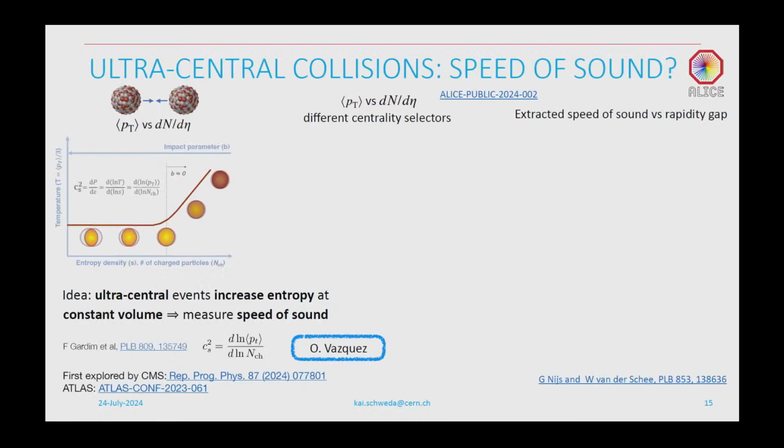To address the speed of sound, the ultra-central collisions were used, so you trigger on the top one percent central collisions to make sure the volume doesn't change, so it's a constant collision volume. Within this constant collision volume, you look for a change in the mean transverse momentum, which indicates the temperature as a function of entropy. The entropy is defined by the number of charged particles, and this is a prediction in these papers.